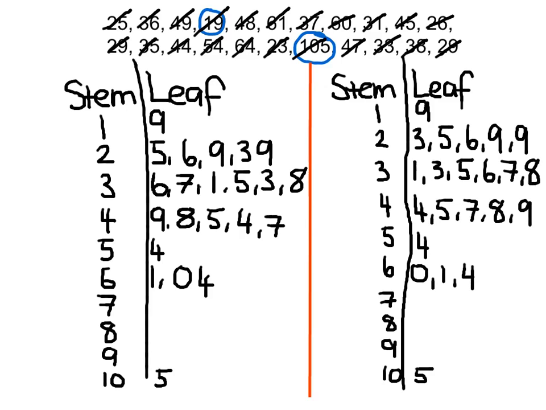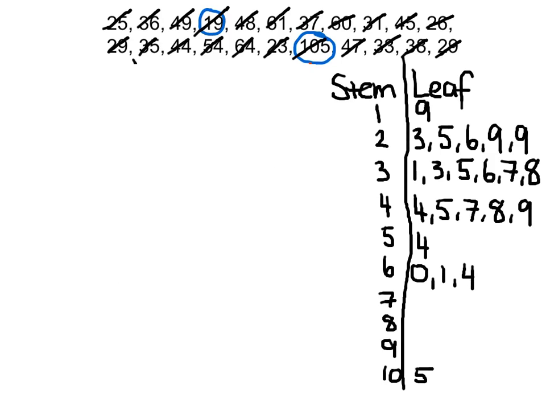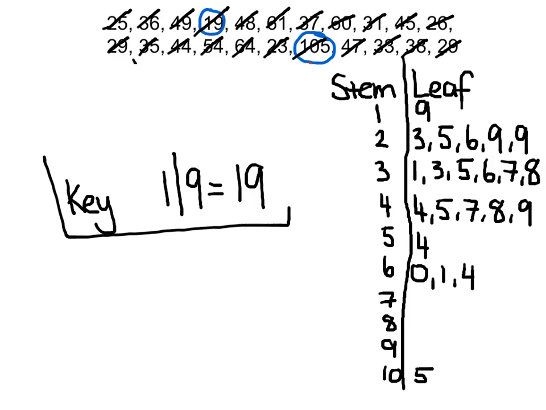So that's our stem and leaf plot almost finished. There's one last thing that we need to do, and that's to include a key. So you can pick any number to use for your key. So I might just pick the first number. And that's our stem and leaf plot finished.